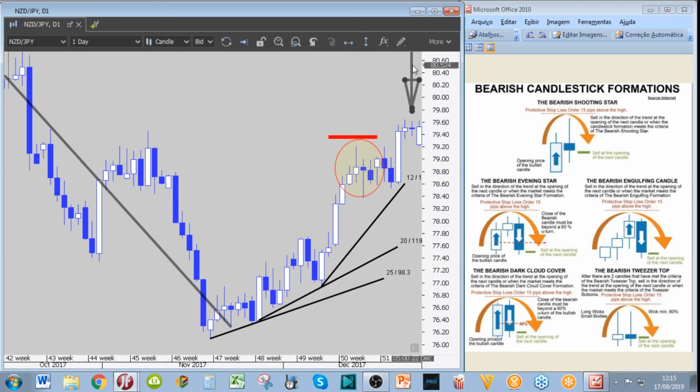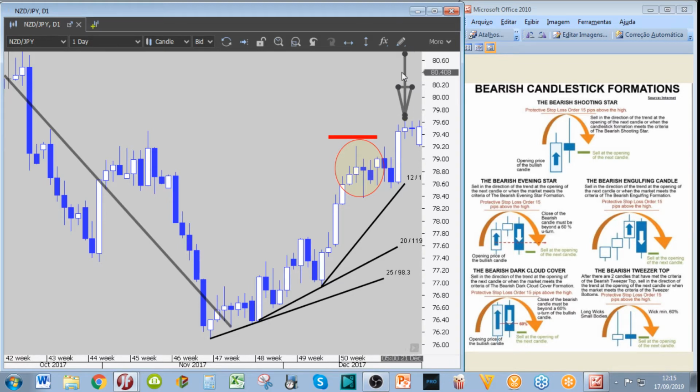Is this tweezer tops? Everyone, what do you think? Those two candles, are they the bearish tweezer top? What do you think? Also the next was a bullish shooting star, yes.